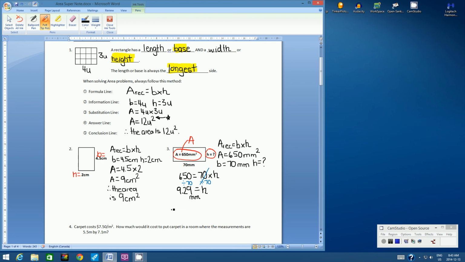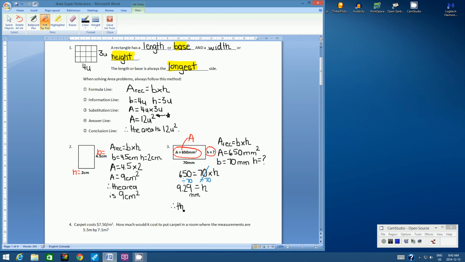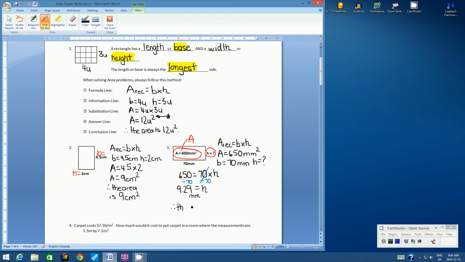Finally, our conclusion statement. Therefore, the height is 9.29 millimeters. Okay, we'll get lots of practice with this type of question. We're actually using a bit of algebra to solve it.